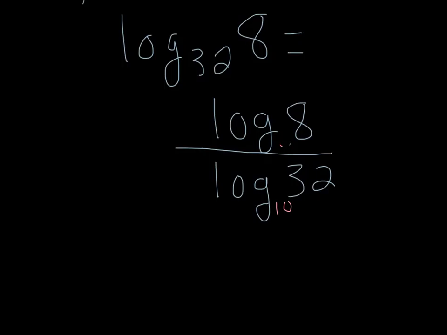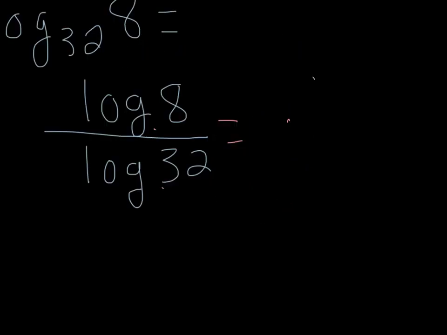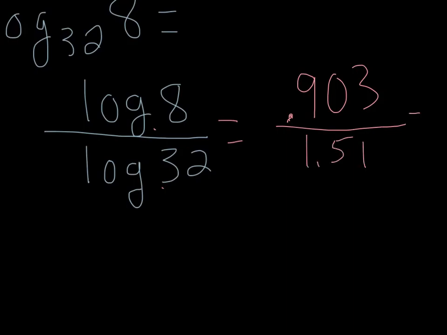It's understood it's there, so I don't need to write it. Log of 8 is 0.903, log of 32 is 1.51, and if you divide those, you get about 0.6.